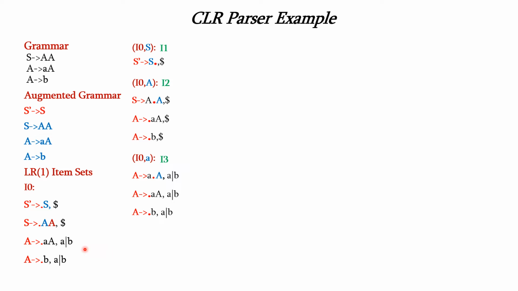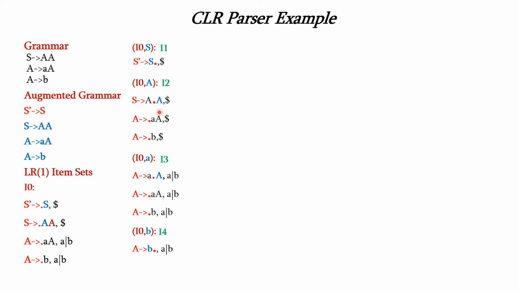Next, we have to consider the fourth production, that is I naught comma small b. So I naught comma small b, move dot one position to the right, so it becomes A tends to b dot comma a or b. So dot is at the end of the production, it is not expandable further. So this is the new item set, let it be I4. So we have completed the I naught item set. If we consider I1, that is at the end of the production, so we cannot expand it further. So go for item set 2.